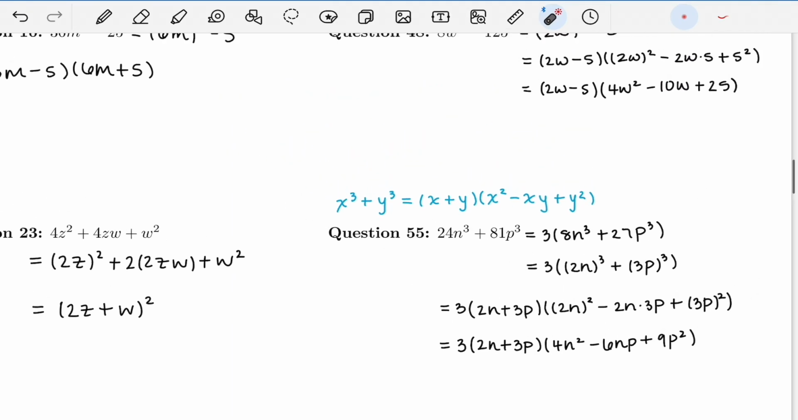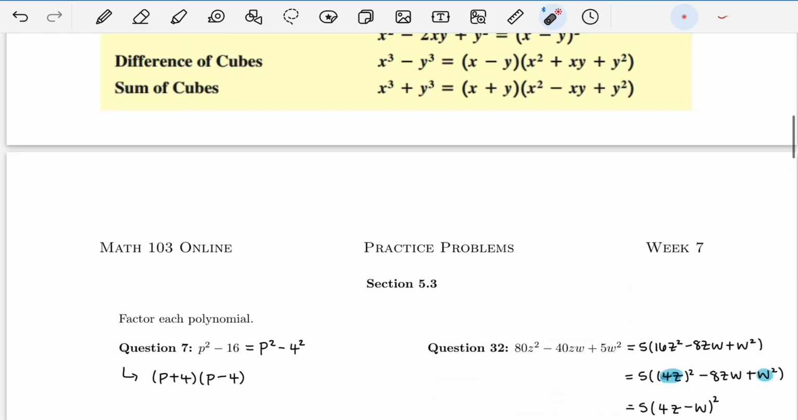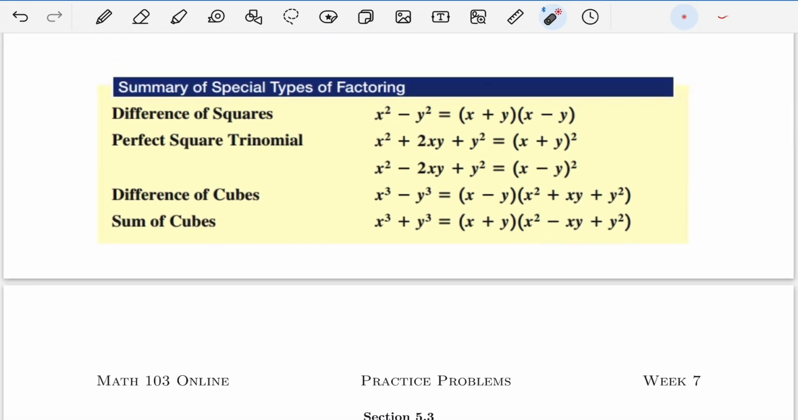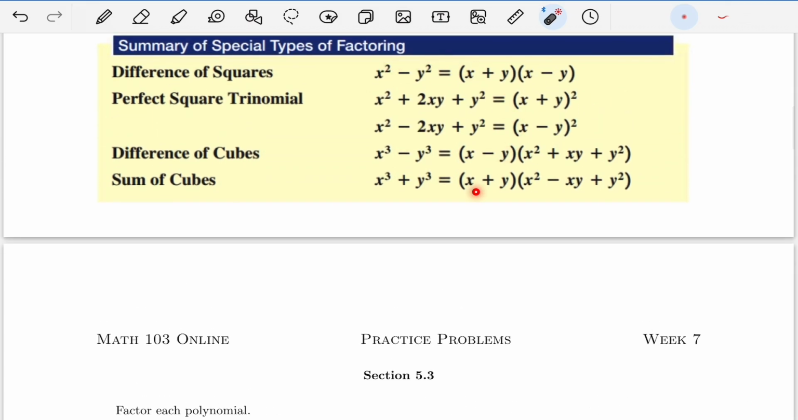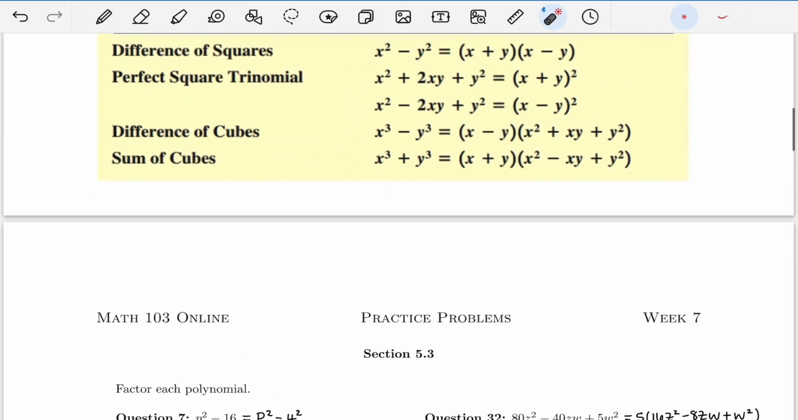Now for section 5.3 here, I do recommend trying to memorize these special types of factoring here. It's going to make your life a little bit easier when you look at these polynomials that you want to factor and be able to recognize if they resemble any of these forms here.